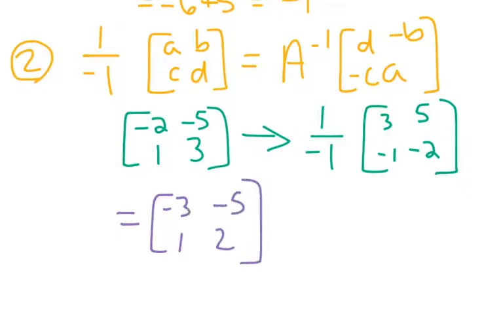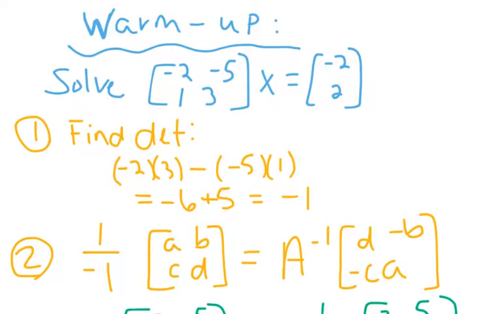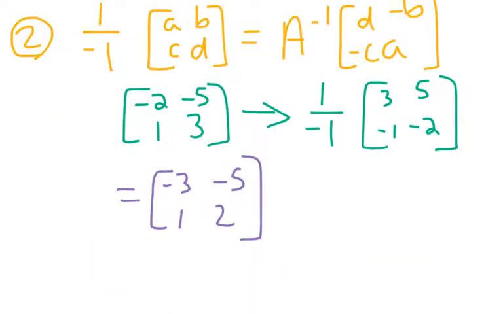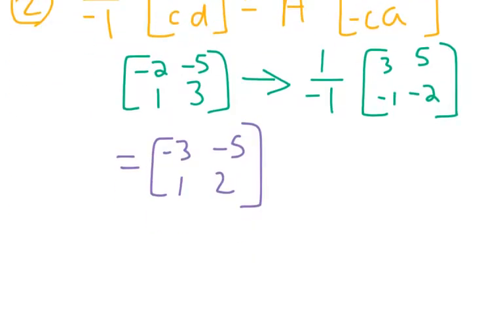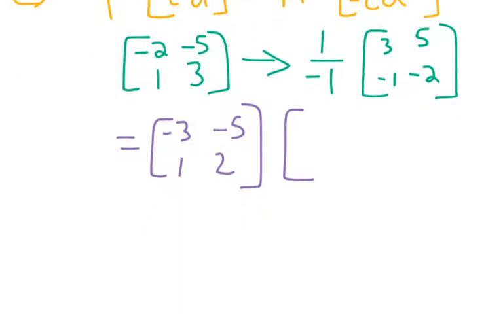Now that gives us our inverse, but we still need a couple more steps. The next step is to take our inverse and multiply it by what our equation's equal to, which is negative 2, 2. And ask yourself, can this be multiplied? I have a 2 by 2 and I have a 2 by 1. Our middle two numbers match. Yes, we can multiply it.